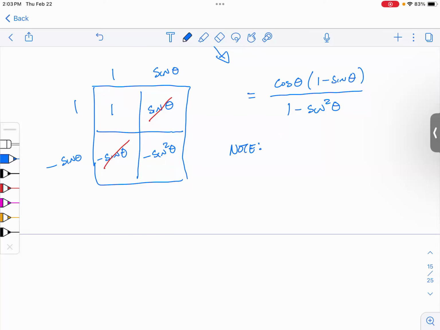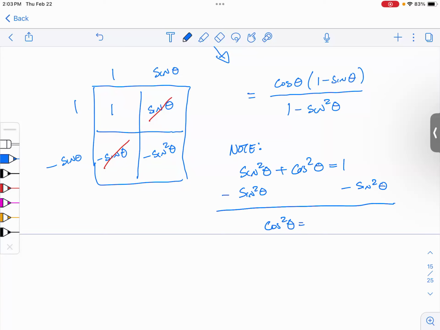Right, so note, sine squared theta plus cosine squared theta equals 1. That is the fundamental identity in trig. If I take this identity and I subtract sine squared from both sides, because that is an identity, I can move stuff around. So if I move that over, now look at that. This is actually still the fundamental identity. It's just slightly in a different expression.